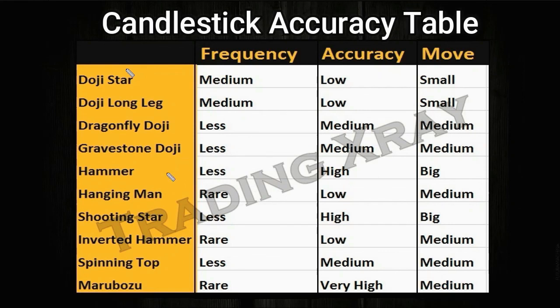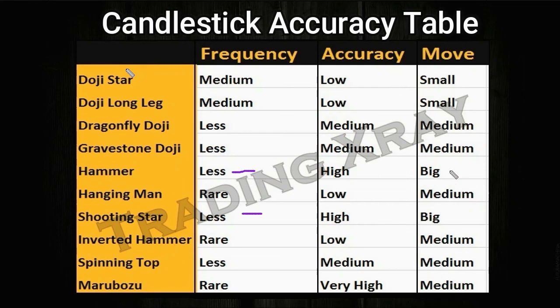Now let's check hammer and shooting star, the most important candlestick patterns. Frequency is less, but the accuracy is high and the move is also big, which clearly shows this is a very important pattern, and if we get it on the chart, we should take the trade. We can also invest a bigger amount as compared to doji and doji long legged, and we can trail the stop loss because we are expecting a big move.